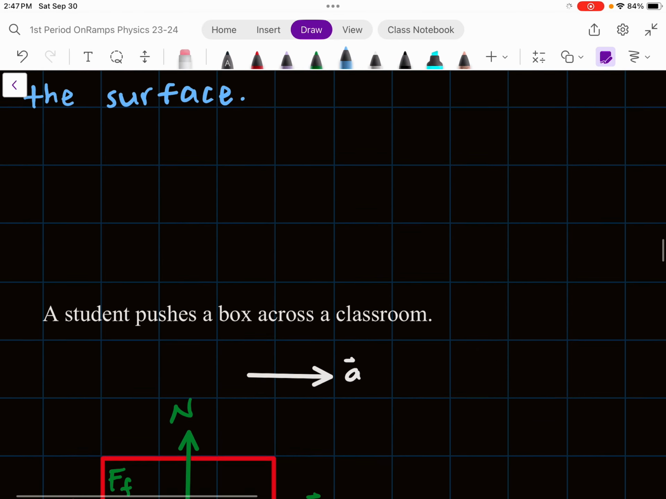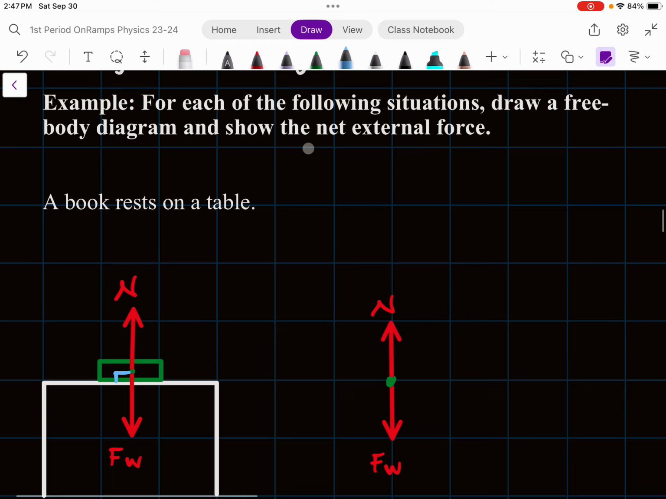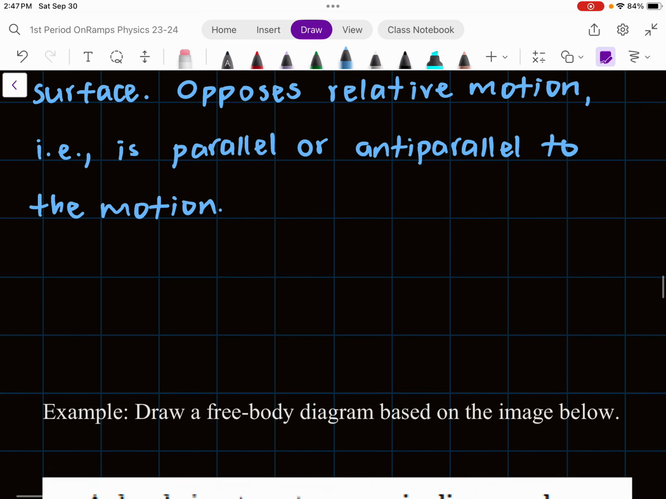And something I did to keep the length of the video short is I did not include the net external force. I did not show it. We'll do that in a separate video. Okay, let's do one more.